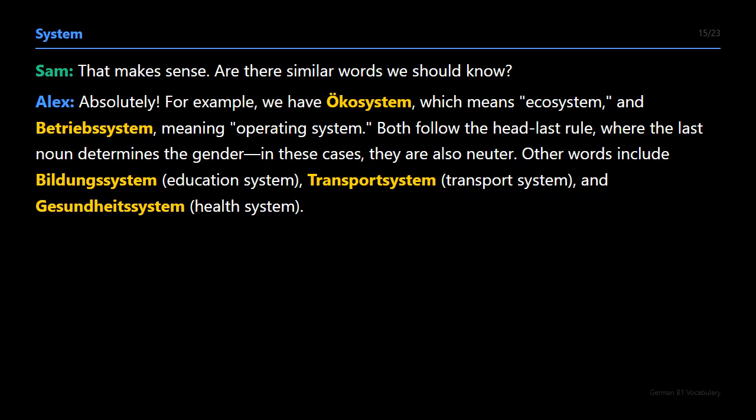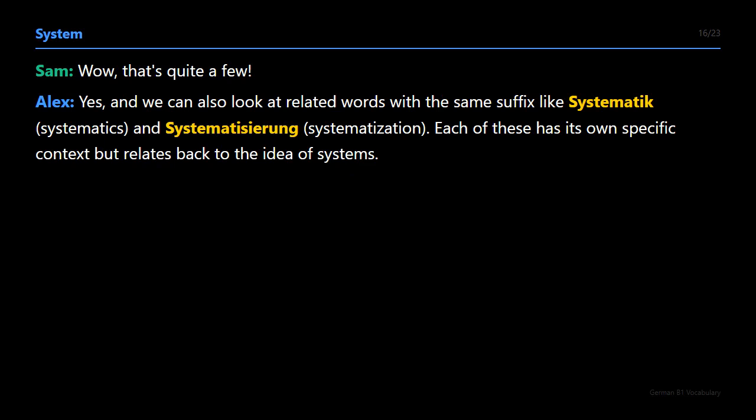Other words include Bildungssystem, education system, Transportsystem, transport system, and Gesundheitssystem, health system. Wow, that's quite a few. Yes, and we can also look at related words with the same stem like Systematik, systematics, and Systematisierung, systematization. Each of these has its own specific context but relates back to the idea of systems.